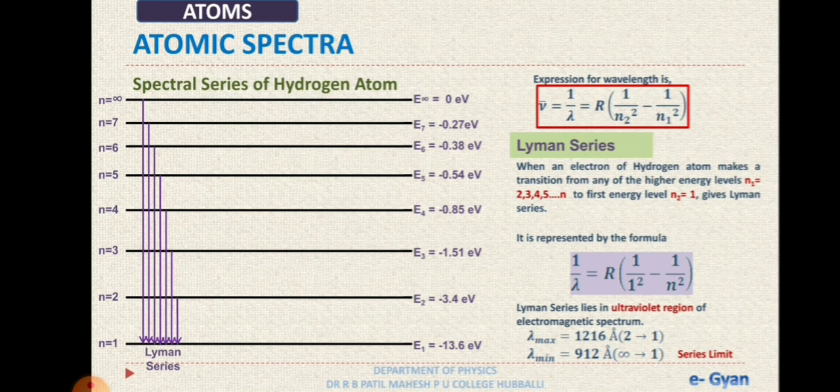The minimum value of wavelength is also called series limit. The transition from infinity to 1 gives out a wavelength, and that wavelength is also called series limit. Series limit of Lyman series is 912 angstrom. Let's move on to the next series.